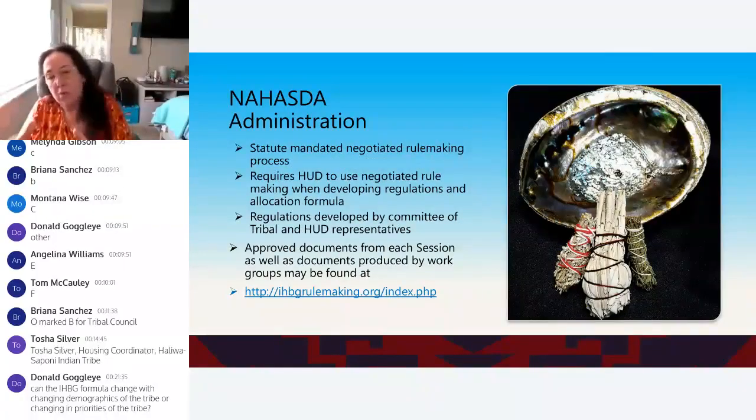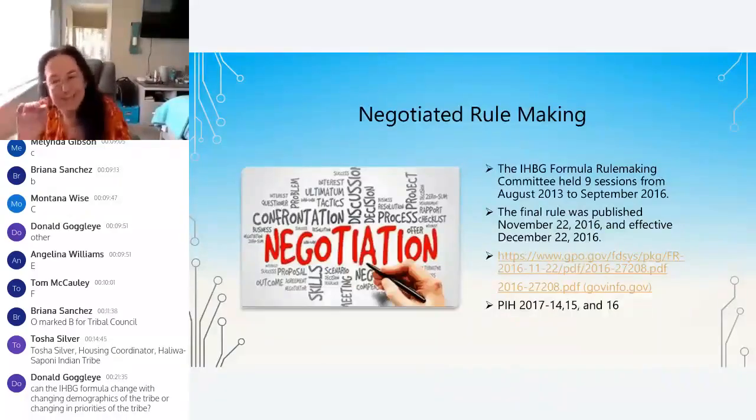So they mandated a negotiated rulemaking process. They have to use that whenever they do anything with our formula, or want to change any of our regulations. And they will be developed by a committee of tribal and HUD representatives. Those documents from each section are actually in that link right there. The thing about negotiated rulemaking is it has to be done by unanimous consent.